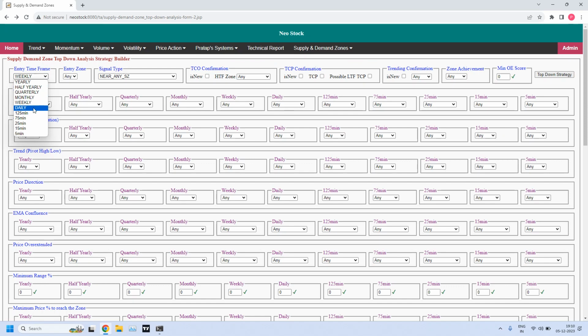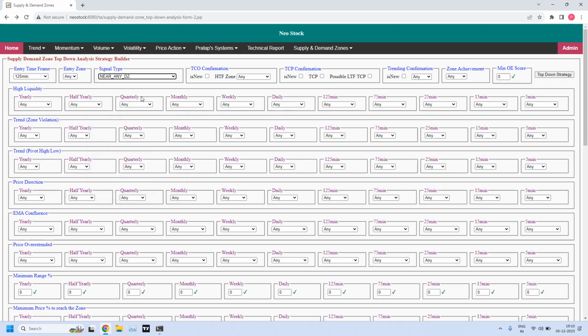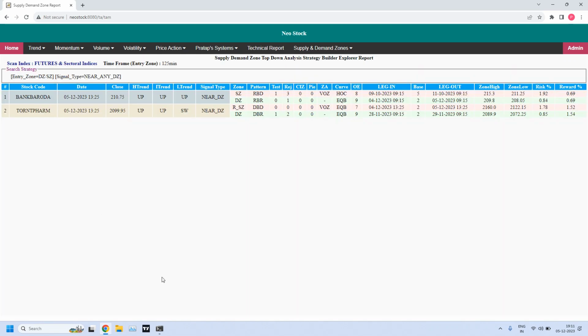Daily time frame we already generated. So let us generate for 125 minutes time frame. Entry time frame is 125 minutes. Let us find the stocks near to the 125 minutes demand zone. So these two stocks are near to the 125 minutes demand zone.